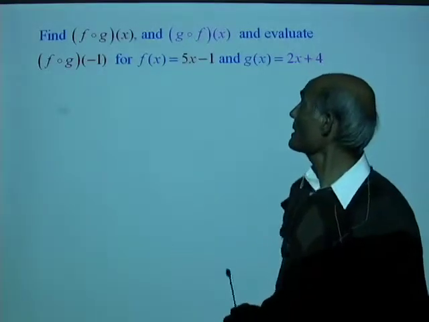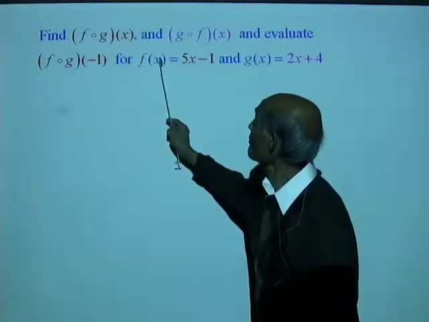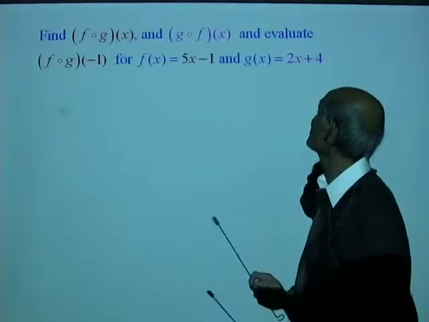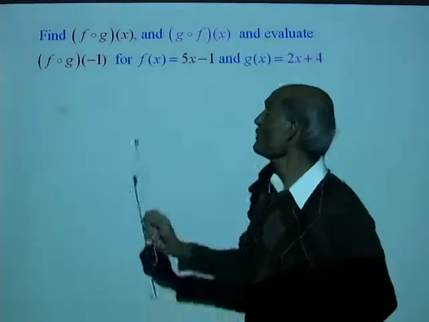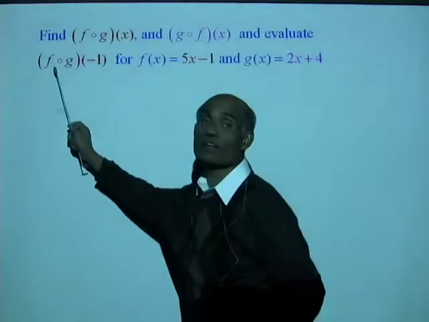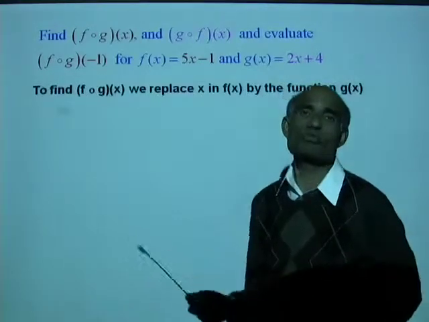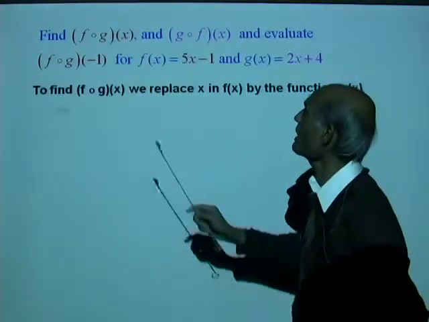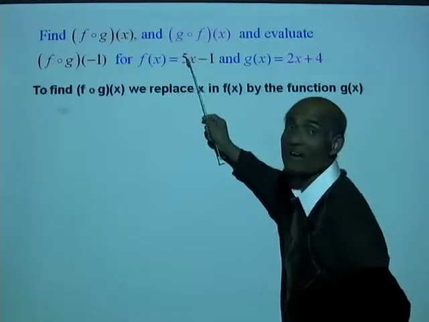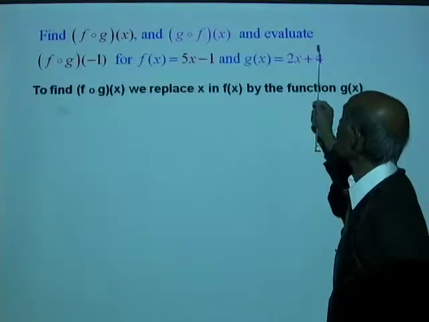Okay, another one. F of x equal to 5x minus 1 and g of x equal to 2x plus 4. Find f of g of x, g of f of x and f of g of negative 1. It's a repeat of what we did earlier. So to find f of g again, what do we do? In the function f, replace x by g of x, that is 2x plus 4.